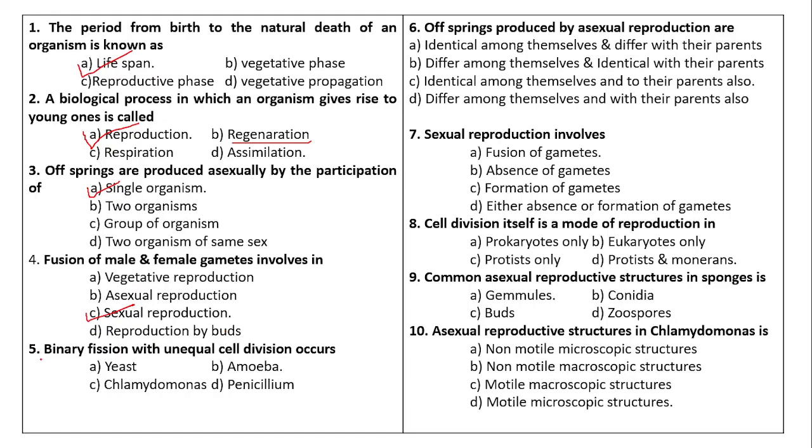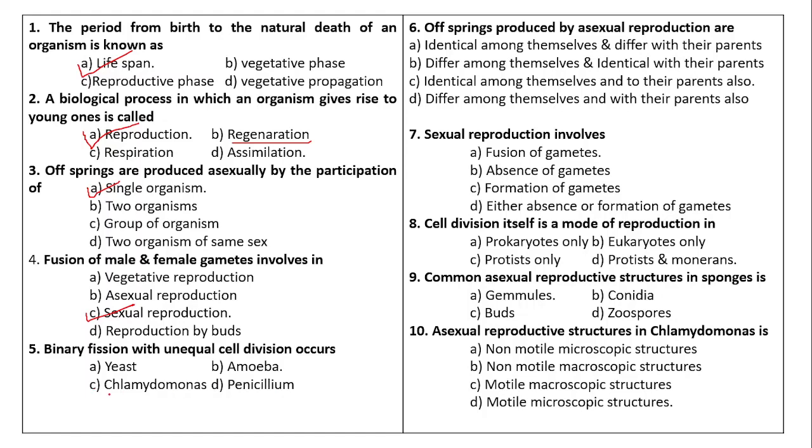Coming to the next question, that is the fifth one: binary fission with unequal cell division occurs in dash. Option A, yeast, option B, amoeba, option C, chlamydomonas, and option D, penicillium. Out of these, as we have already discussed in the theory part, you know that the yeast will show the budding type of asexual reproduction.